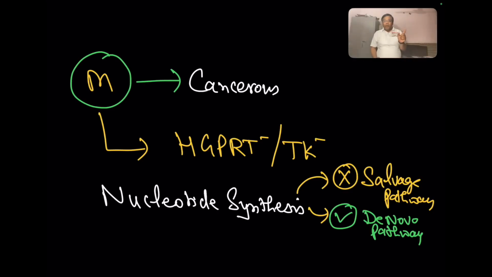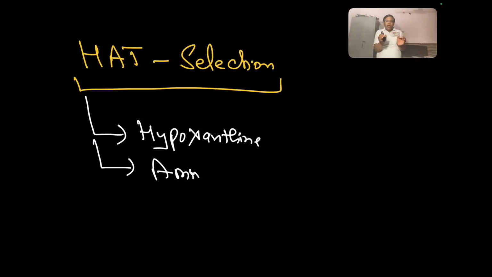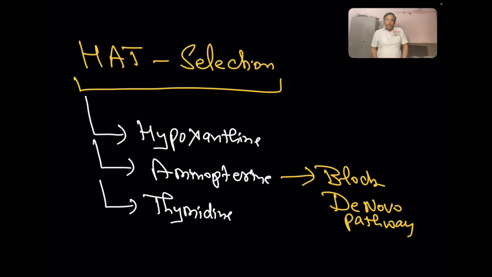So here you must remember, in the case of normal cells, spleen cells, both pathways are operational, but in the case of cancerous cells, as they lack HGPRT and TK enzyme, the salvage pathway is not operational. Now here what we are going to use is a media known as HAT media. Within the HAT media, you are going to have nutrients like hypoxanthine, aminopterin and thymidine.